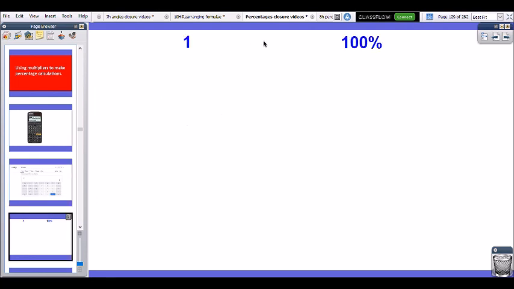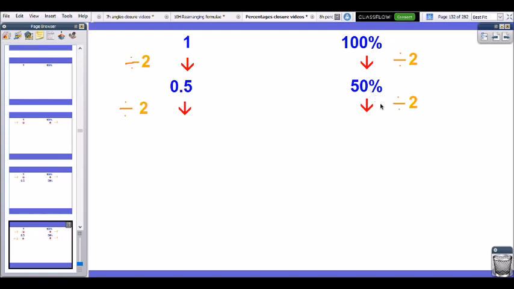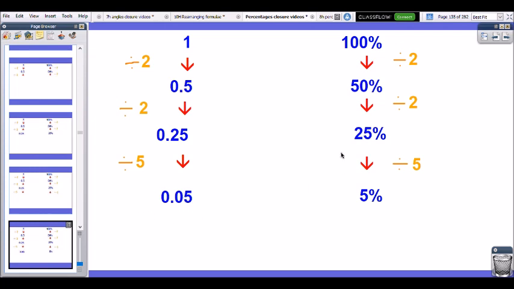Okay, so if 100% represents one whole, so one unit, what happens if I divide both of these quantities by 2? Well, half of 100% is 50% and half of 1 is 0.5. What happens if I do this again? So what's half of 50%? What happens when I divide 50% by 2? Well, I would get 25%, and 0.5 divided by 2 gives me 0.25. Alright, what happens, let's say, if I divide by 5? So 0.25 divided by 5 gives me 0.05, and 25% divided by 5 gives me 5%.